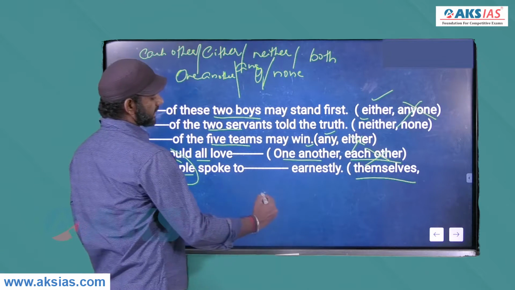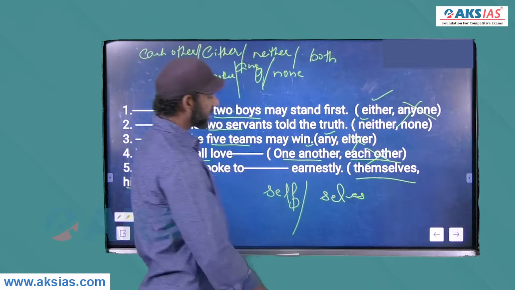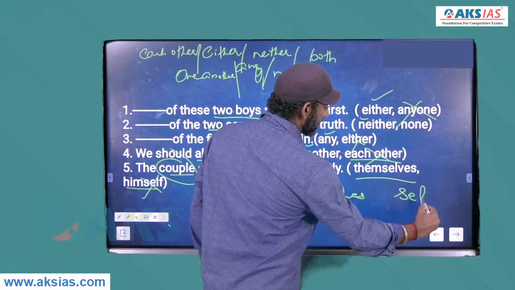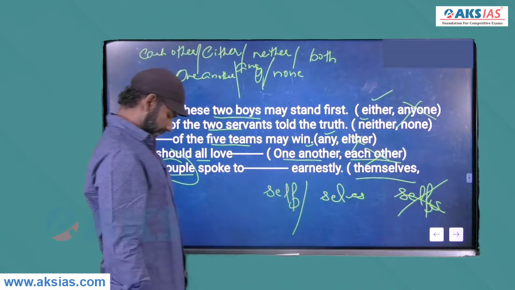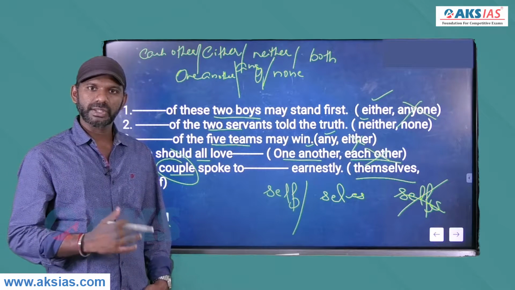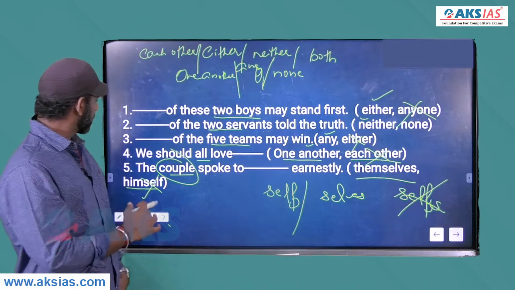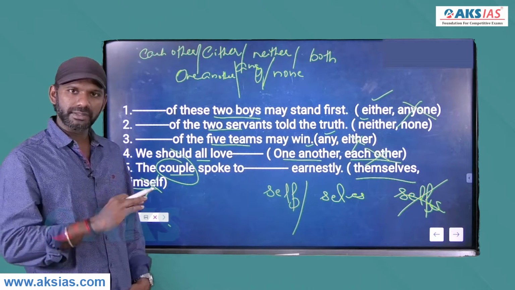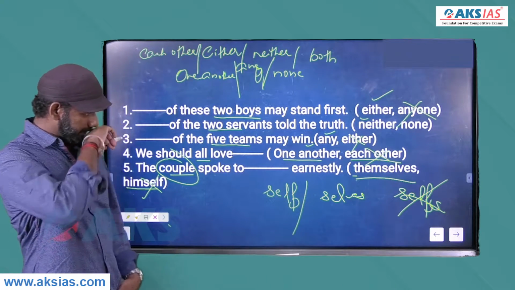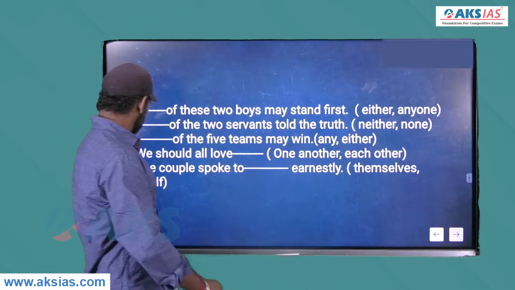Right? Now, self and selves are termed as compound personal pronouns. Now, there's nothing in English like selfs. Selfs is a wrong usage. Self or selves. Self is added to singular pronouns and selves is added to plural pronouns. That is a rule, right? Now here, couple means two are there. So based on that, himself is eliminated. It must be themselves. The couple spoke to themselves earnestly, right? Come to the next.